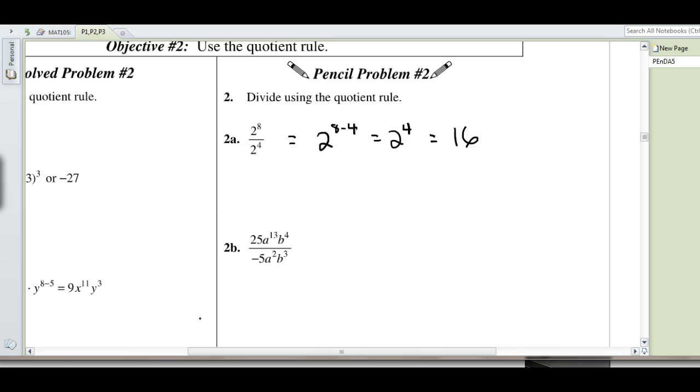Alright, the bottom one we want to do the same way. We want to associate the regular numbers. So we know that 25 divided by -5 is -5. Then we want to do a to the 13 minus 2 power times b to the 4 minus 3. So we just end up with -5, a to the 11th, and b to the 1st power, which we just write as b.